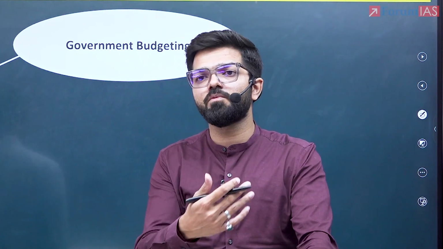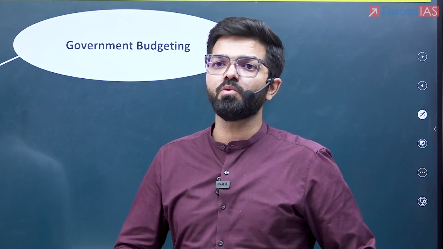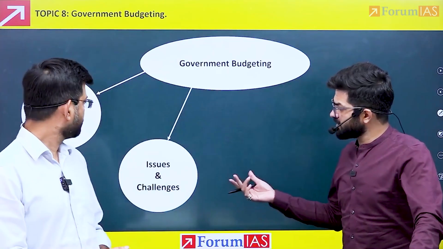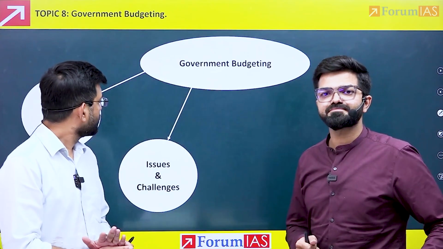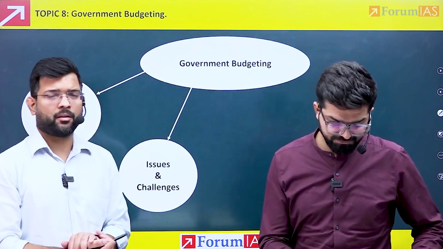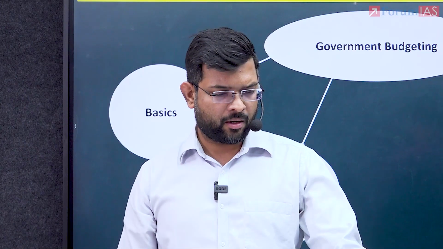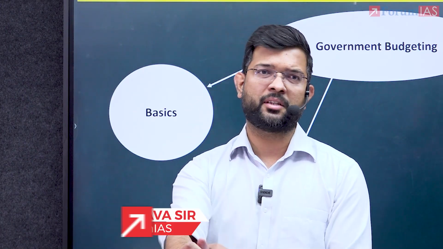So keep quoting these things, keep quoting about what are the different provisions of the FRBM Act and how we can achieve it, what extra we can do from our end, right? Next is, sir, issues and challenges. Like in any other topic, issues and challenges is something we can expect a direct question from. In the budgeting process, the issues and challenges are important.